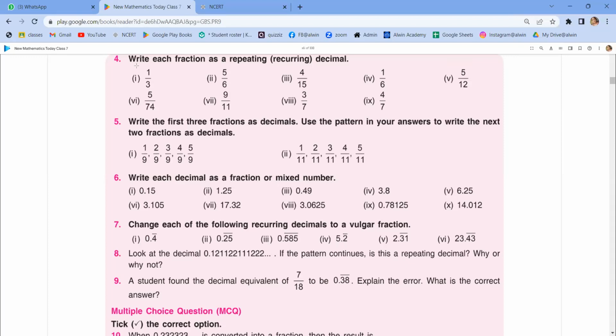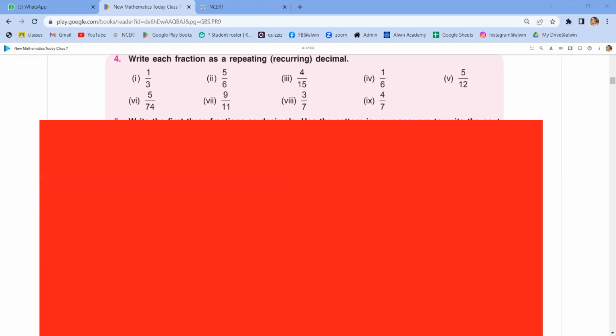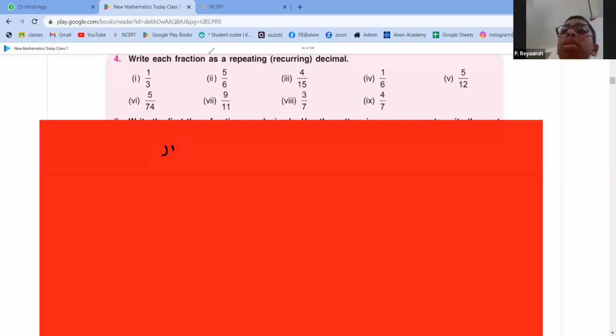ओके चलो नाउ वी आर डूइंग राइट ईच फ्रैक्शन एज रिपीटिंग डेसिमल्स, recurring decimals or repeating decimals. देखो बेटा, in all the cases that they have given you here, the denominators are the numbers 3, 6, 15, 6, 12, 74, 11, 7, 7. These numbers cannot be changed into decimal fractions. So what do we need to do here? We need to only divide. So we'll do this with the long division method.